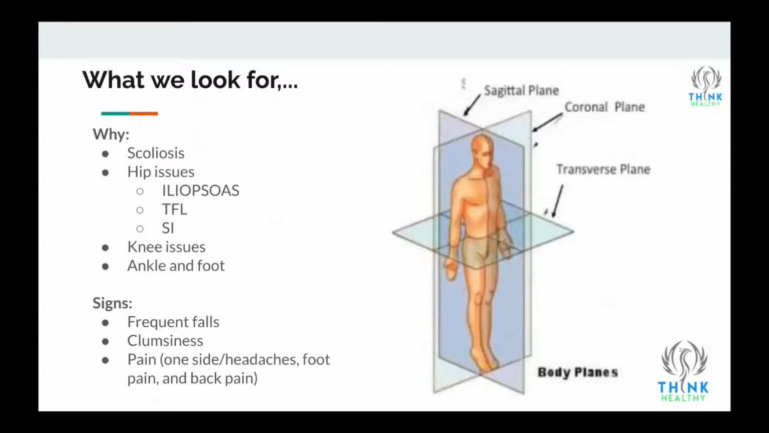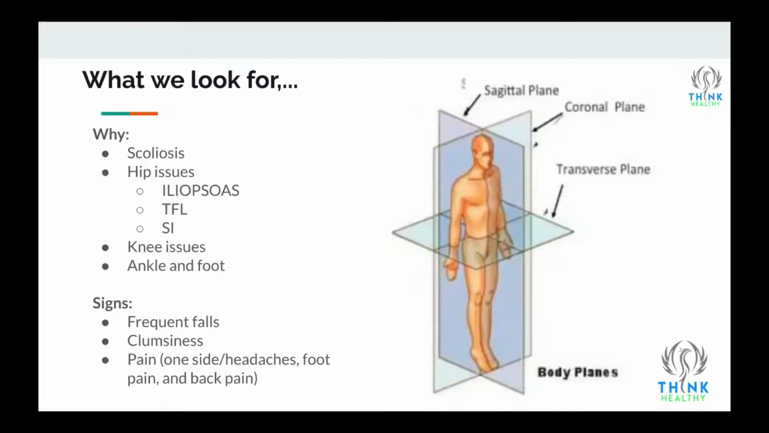So when you check your footprint, come back and take a look at your body. We look at your body on the 3D plane. We call it sagittal, coronal, and transverse plane. And we look to see, why is there a problem? Is it associated? Are there any other areas? Is there scoliosis, something very vivid and problematic? Are there any hip issues? Any knee issues? What's going on with the ankle and foot?